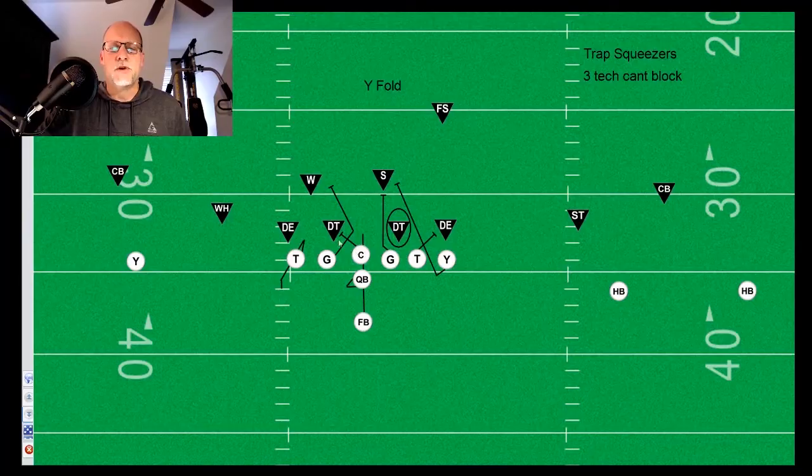Center, again, we're getting a switch call between these two, because these two are responsible for these two. So we're going to block back on the 2-eye. We're going to wrap up inside on the backside linebacker. We're going to high wall this backside tackle and make sure that defensive end, we run him upfield. Quarterback, his reads don't change. Fullback, he doesn't change. So we're reading that 3 technique right there.